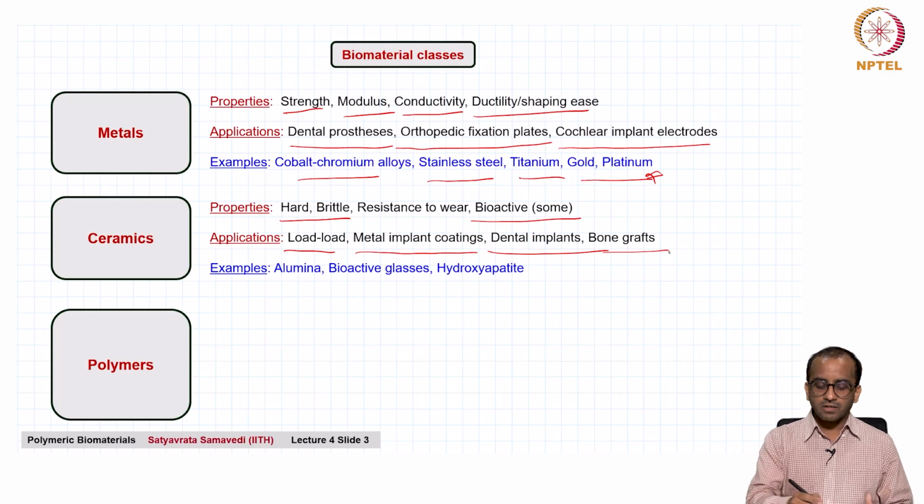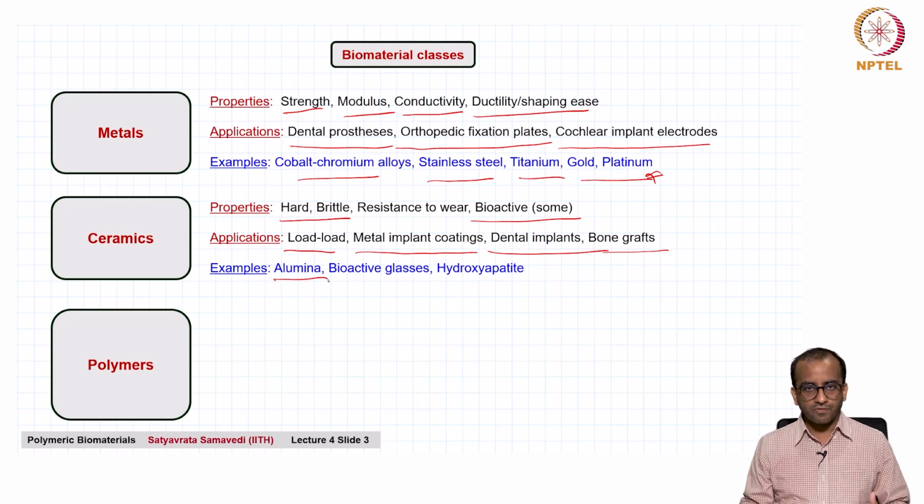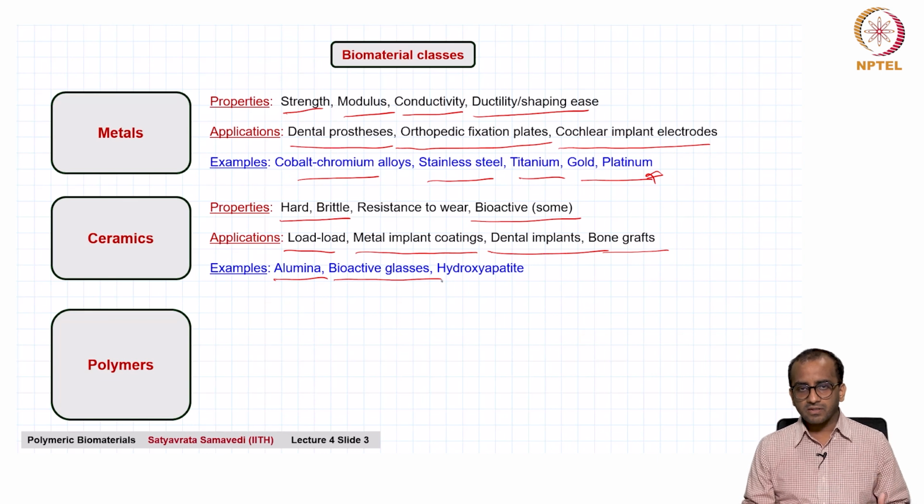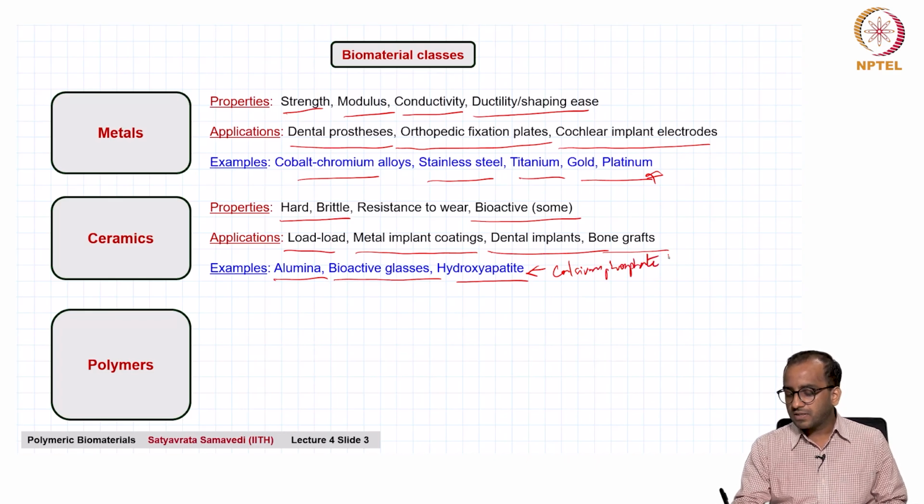Typical examples include alumina and zirconia types of ceramics. Then you can have the bioactive silicate based classes, which also include ions such as calcium and phosphate in different ratios. You can also have calcium phosphate based ceramics. So hydroxyapatite is an example of a calcium phosphate based ceramic.